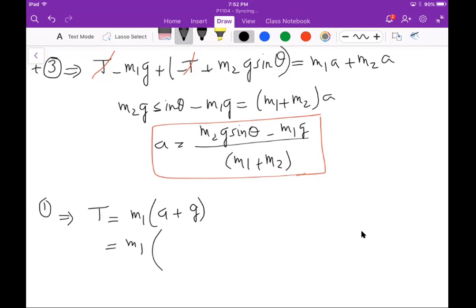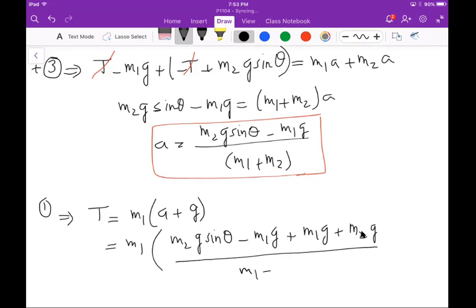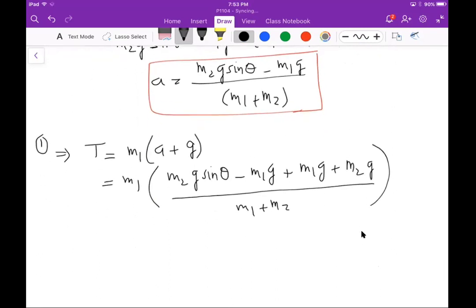So here we end up with a equals m2 g sine theta minus m1 g. And then let's make a common denominator, so we end up with plus m1 g plus m2 g divided by m1 plus m2. I just made the sum in a direct way. And so here, minus m1 plus m1, they cancel out. So we can get m2 g out in factor.